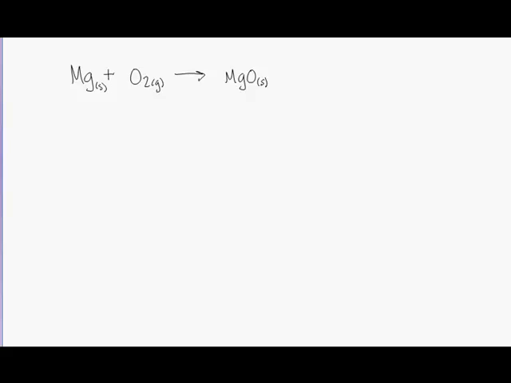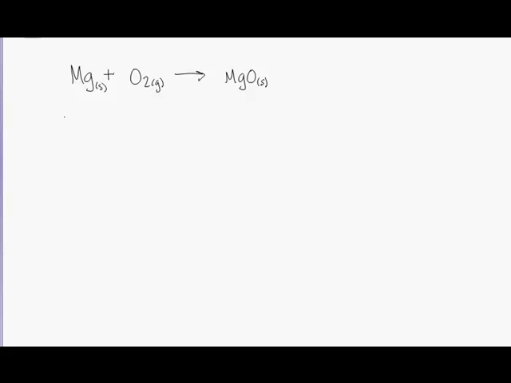Earlier this year, we did a lab where we took solid magnesium and heated it in a crucible to a very high temperature in the presence of oxygen gas in the air. As a result, we got magnesium oxide. In this example, we'll do some stoichiometry calculations to find how much magnesium oxide we would expect to get from a certain amount of magnesium, and then to look at how one would calculate percent yield.